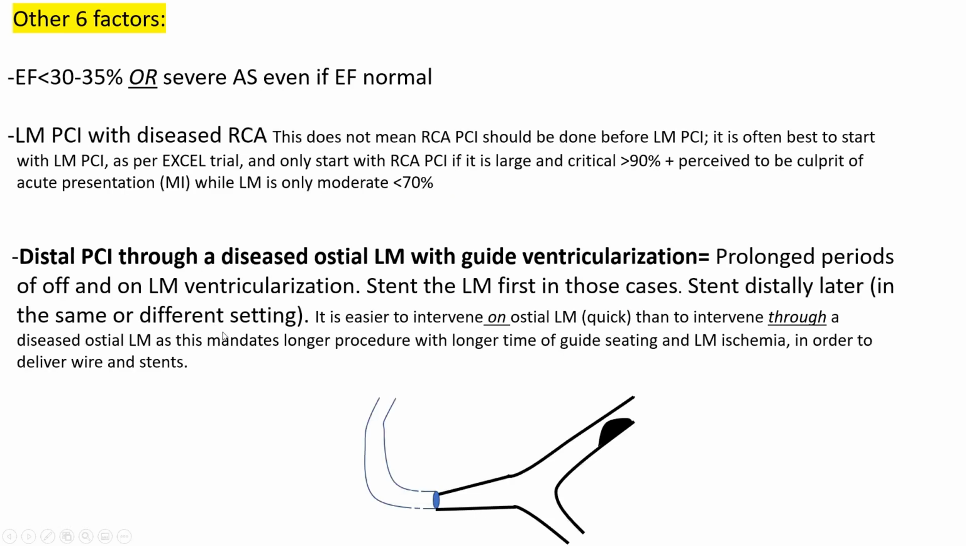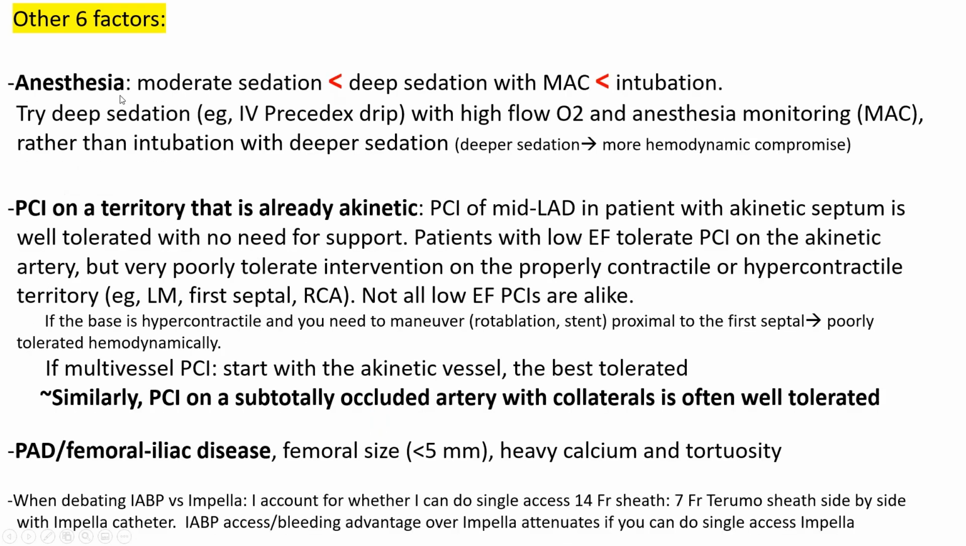So those are the 6 additional features I consider: low EF, diseased RCA, having to have guide ventricularization in the left main, which you should absolutely avoid regardless. The degree of anesthesia support that I need, and I try to keep it in the middle, deep sedation with MAC. PCI on a territory that's already akinetic or an artery that's subtotally occluded with collaterals, and the degree of PAD and the amount of calcium and tortuosity.